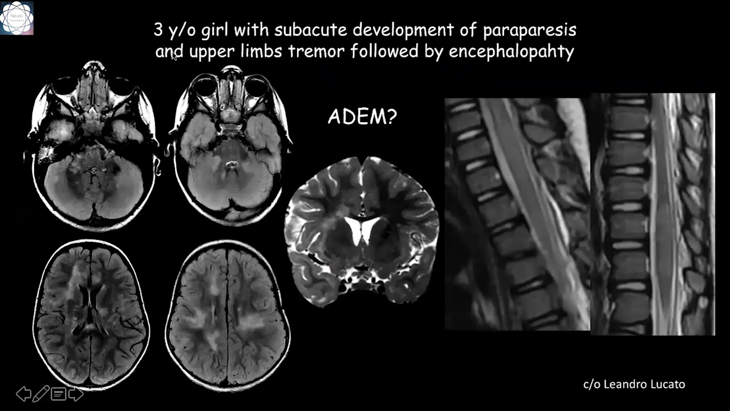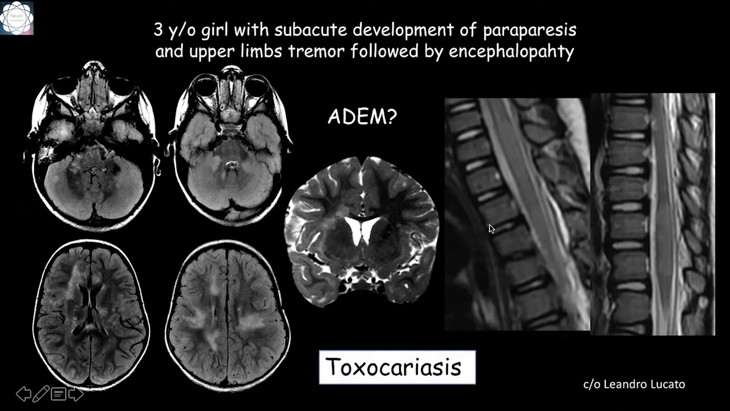Let's go to this patient. This is a 3-year-old girl with subacute development of paraparesis and upper limb tremor, followed by encephalopathy. This is a typical case of ADEM. You have many white matter lesions in the brain, in the brainstem and cerebellum, without mass effect, alongside this myelitis, longitudinally extended myelitis, with some enlargement of the conus medullaris. Well, in general, we don't find a germ etiology of this process.